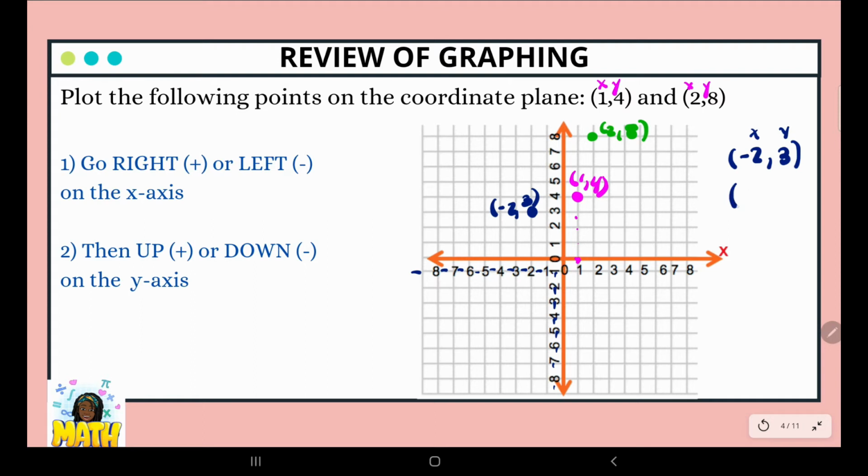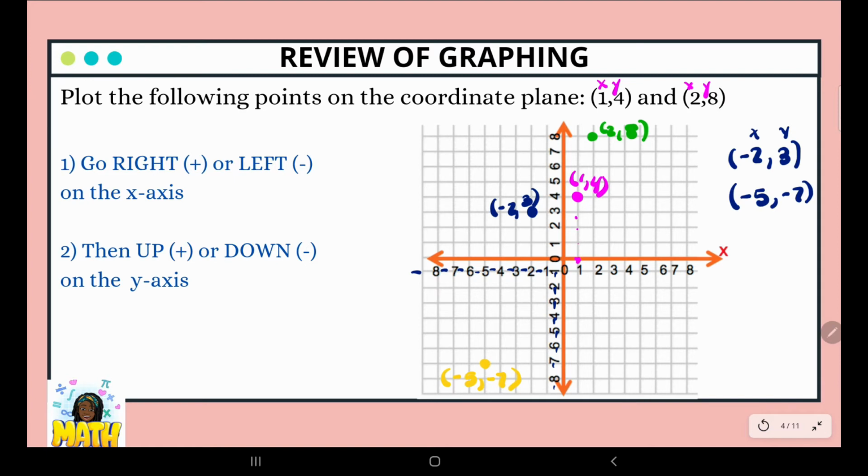Now let's take a look at another point where both of our values are negative. Let's try (-5, -7). So again, I go on my x-axis and I go to -5, and then I go down, because it's negative, to -7. And that's the point (-5, -7).